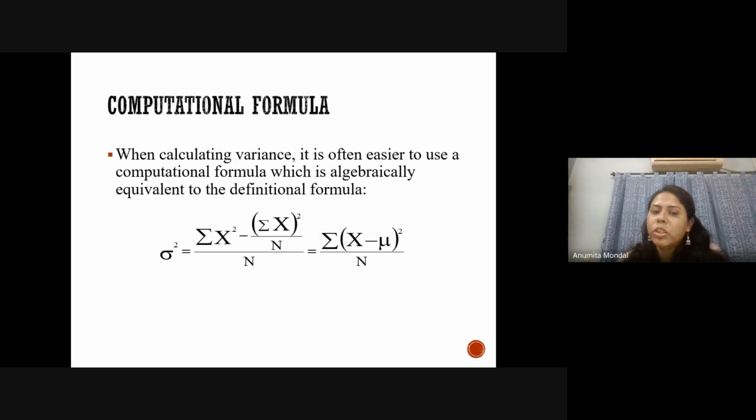The formula we use for calculating variance when we apply it to sample data is the sum over (xi minus x bar) the whole square divided by n minus 1. In the population case, it is the sum over (xi minus mu), where mu is the population mean, n is the number of observations, and x is the observation values.